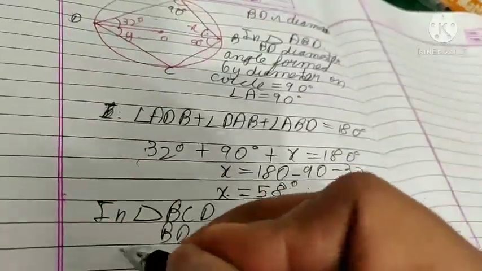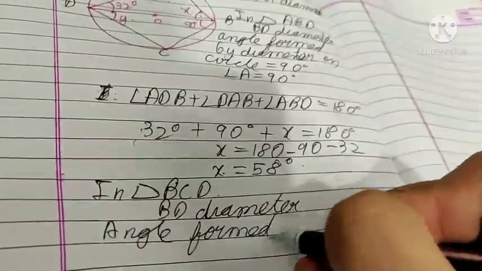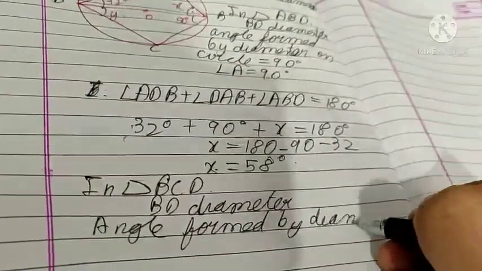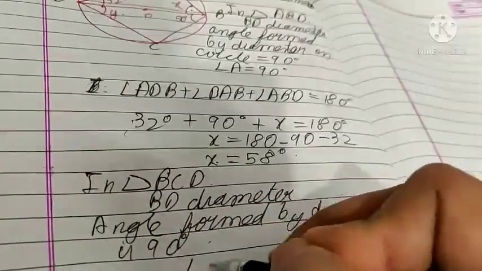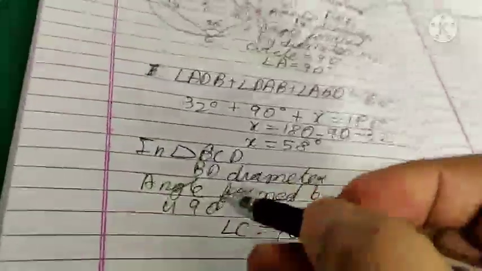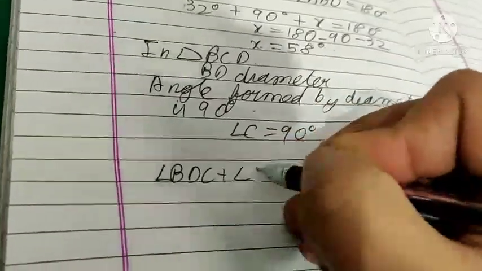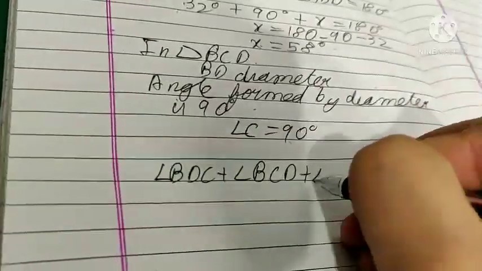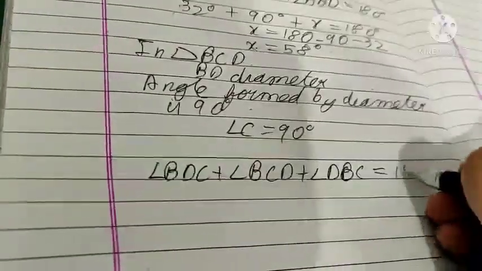So here, the angle formed by a diameter is 90 degrees. That is, angle C here is 90 degrees. Now in this triangle, all three angles have a sum of 180 degrees. Means angle BDC plus angle BCD plus angle DBC is equal to 180 degrees.